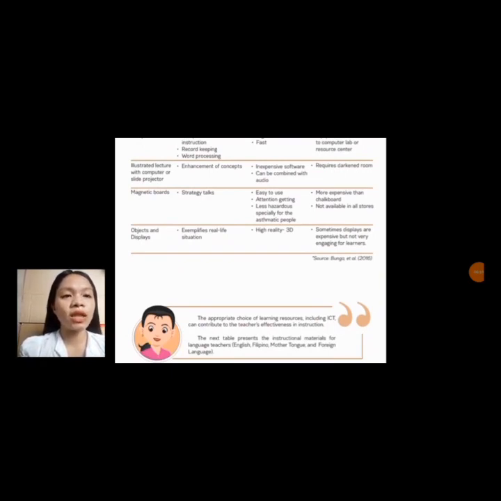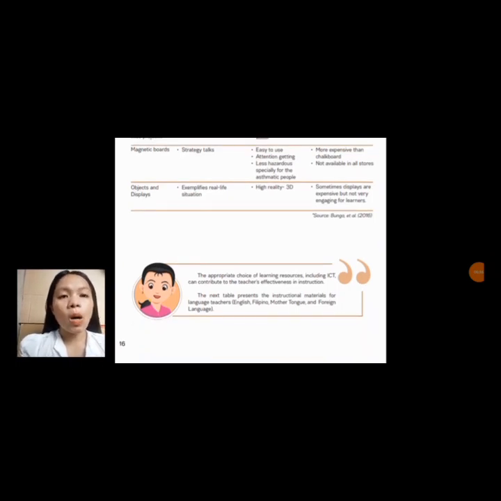Magnetic boards. Uses: strategic talks. Advantages: easy to use, attention getting, least hazardous, especially for the asthmatic people. Disadvantages: more expensive than chalkboard, not available in all stores. Objects and displays. Uses: exemplifies real life situation. Advantages: higher reality, 3D. Disadvantages: sometimes displays are expensive but not very engaging for learners.